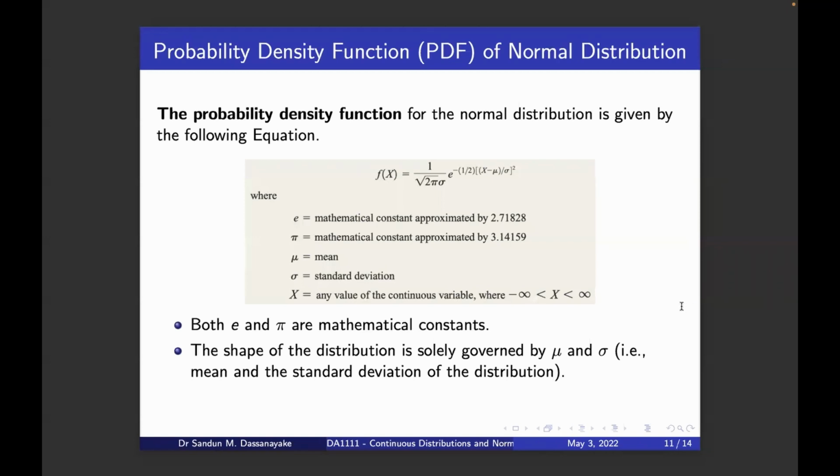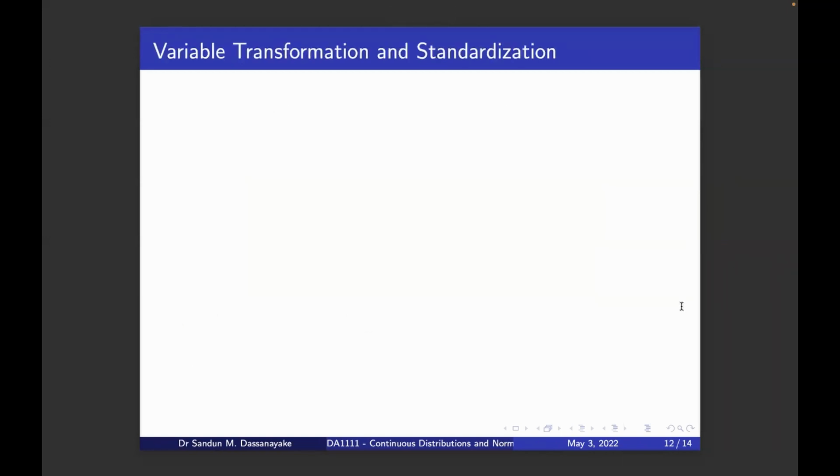Right, now let's go to the next step, which is variable transformation and standardization. I kept that slide as an empty slide because I want to write something here. Now, this is a very interesting thing. Now I'm going to talk about this variable transformation. Let's say that you have a set of weights. I'm going to write down these weights in kilograms.